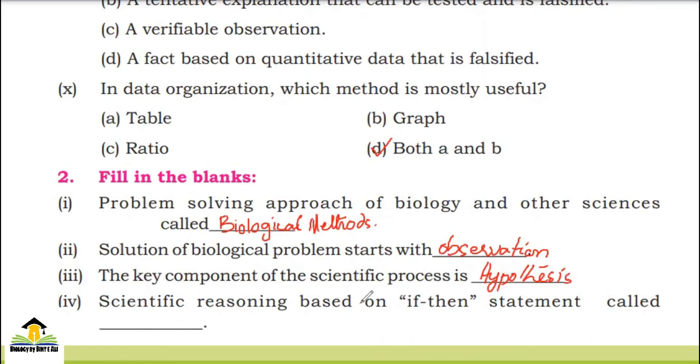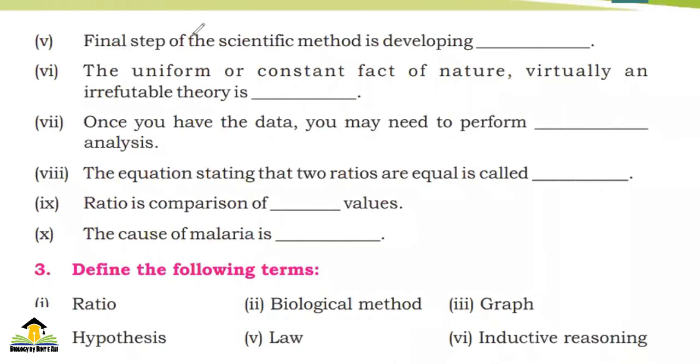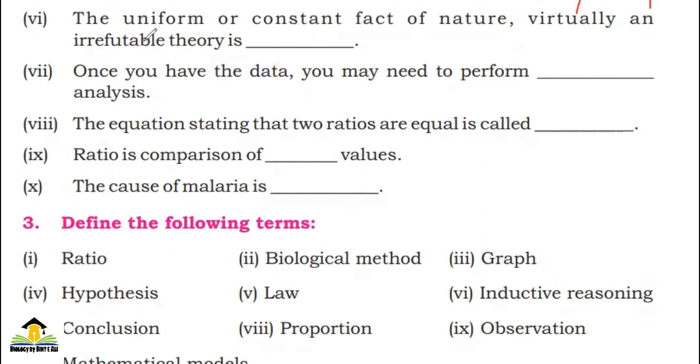Number 4. Scientific reasoning based on an if-then statement is called deductive reasoning. Number 5. The final step of the scientific method is developing a conclusion. Number 6. The uniform or constant fact of nature, virtually an irrefutable theory, is law. Number 7. Once you have the data, you may need to perform mathematical analysis.